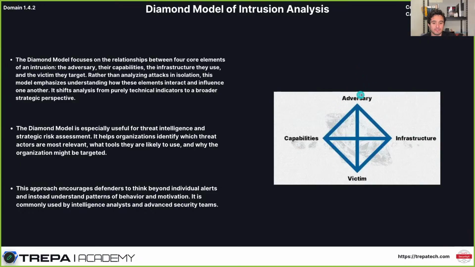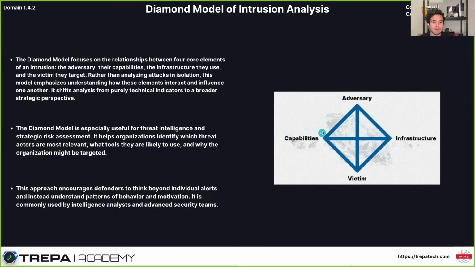So I figured out my adversary is the Sandworm team. Now I can use that to branch off to the infrastructure they would use. So they're going to use my OT environment, and maybe this is the tools they use. And I can look historically at what their capabilities are.